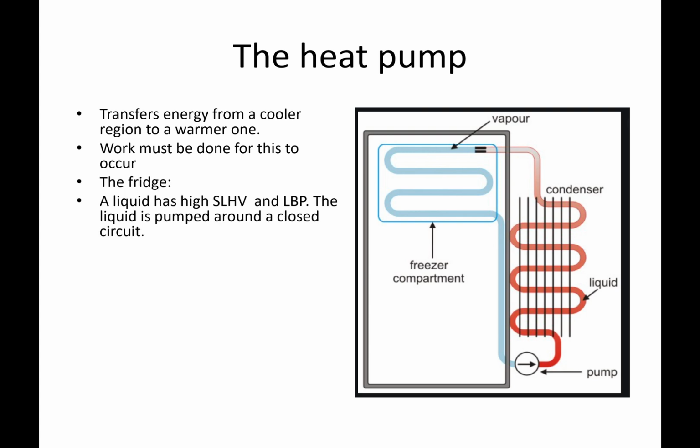So the heat pump contains a liquid that has a high latent heat of vaporization and a low boiling point. So in this closed circuit, there is a coolant. The coolant has a high specific latent heat of vaporization. This means it stores a lot of energy before it changes state. And it has a low boiling point. This means that the coolant changes state at a very, very low temperature. This liquid is pumped around this circuit.